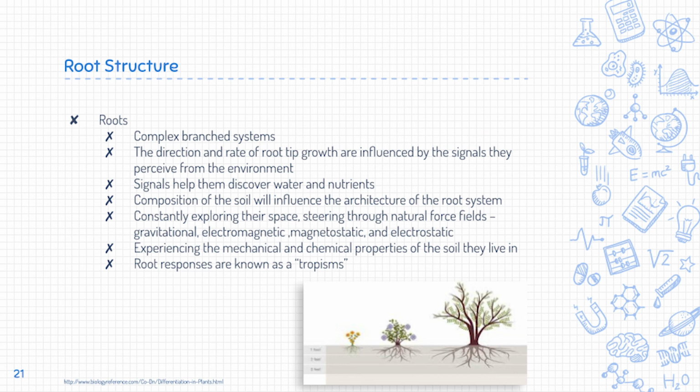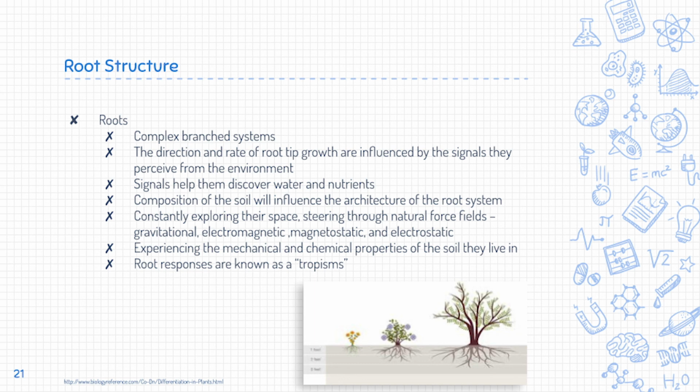In general, roots are very complex branch systems whose topology and structure determine the entire physiology of the plants above them. The rate and direction of the root tip growth are influenced by the signals they receive from the environment and the organization of the internal tissue. As root tips explore, the signals help them seek out the most efficient path to water and nutrients.